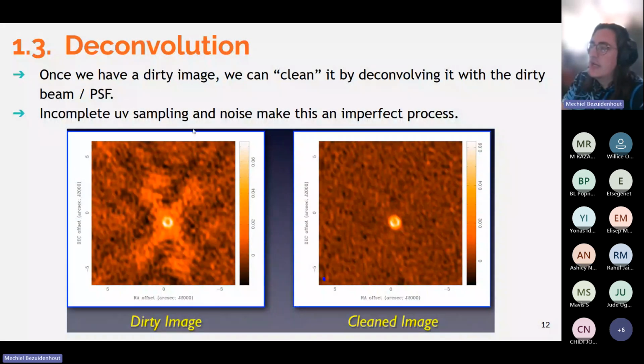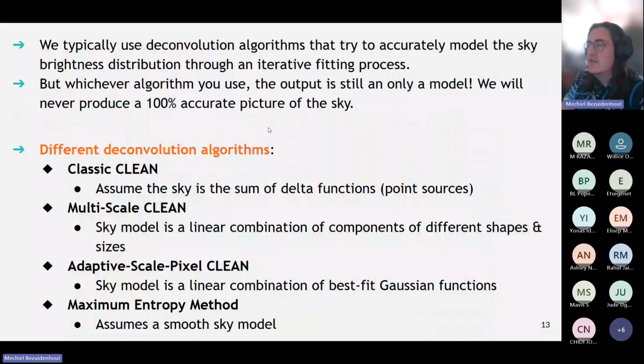Now, to do the cleaning, we typically use deconvolution algorithms that try to accurately model the sky brightness distribution through an iterative fitting process. I'll show you what this looks like in a bit. But whichever algorithm that you use, the output is still only a model. We will never produce a 100% accurate picture of the sky because we're using a model of the sky in doing this cleaning. So here is a list of some common popular deconvolution algorithms.